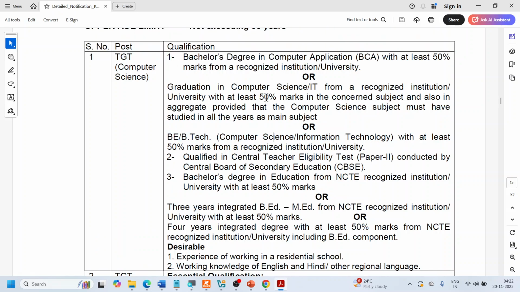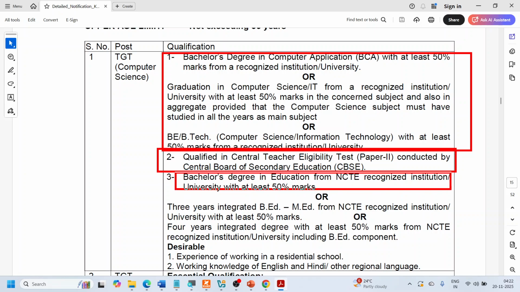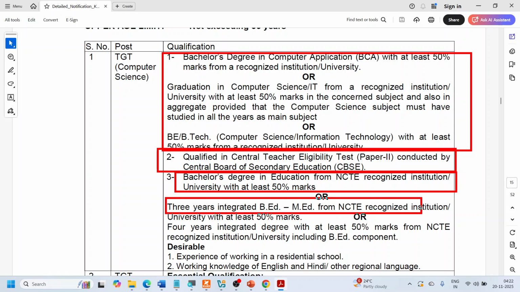Now this is criteria number one. Be careful with the criteria. Criteria number two is you have to have a Central Teacher Eligibility Test certificate. The CTET certificate must be there. Then you must have a bachelor degree in education recognized by the NCTE, or you can have a 3 years B.Ed. that is recognized. So you have to have these many things.